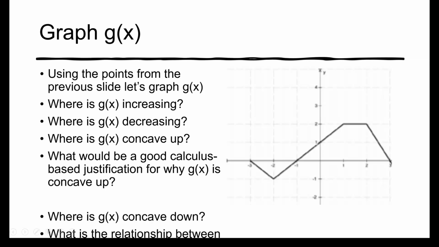Okay, using the points from the previous slide, let's graph the function g of x, and then let's talk about the answers to those questions. So let's graph g of x, and we'll graph it in red. In order to graph g of x, we're just going to plot those points we found. So we said g of -3 was 1.